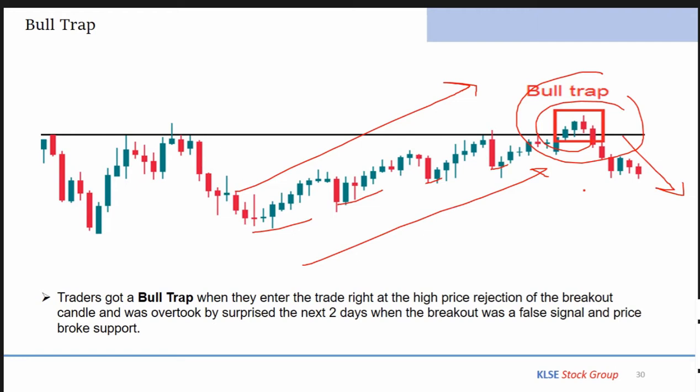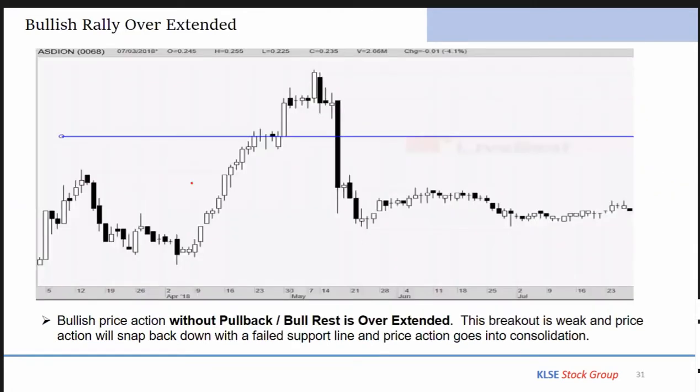Whenever the price breaks out, we must be careful of this area, whether it can support or not. Some moves like this are overextended. If the rally is too strong and overextended, then eventually the price can plunge down like that.